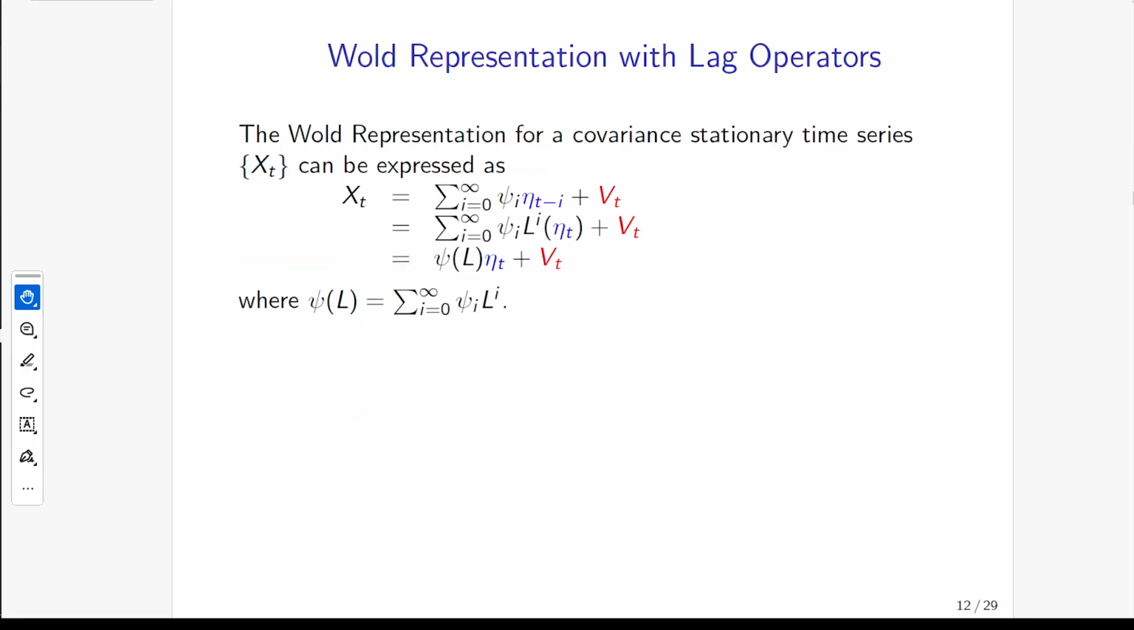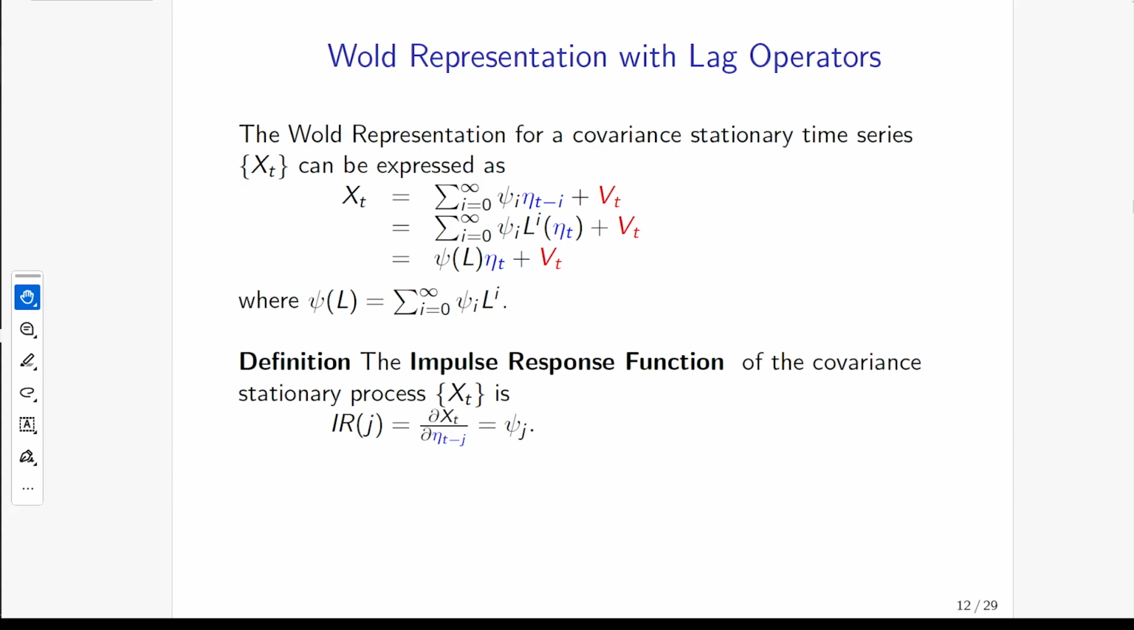And so when we think of the Wold representation, we can express it as the sum of the moving average process and the linearly deterministic process Vt, and we can represent the moving average process as a polynomial of the lag operators, possibly of infinite order, that is multiplying the eta t's.